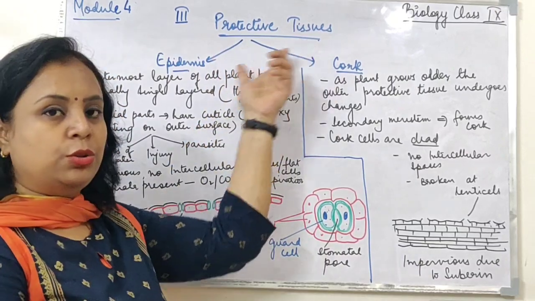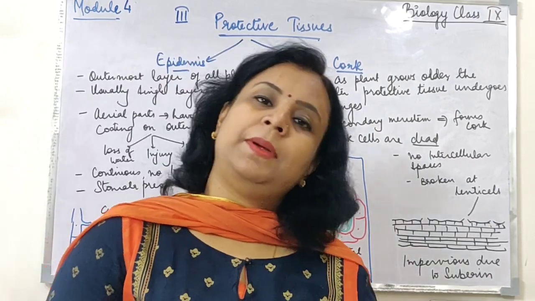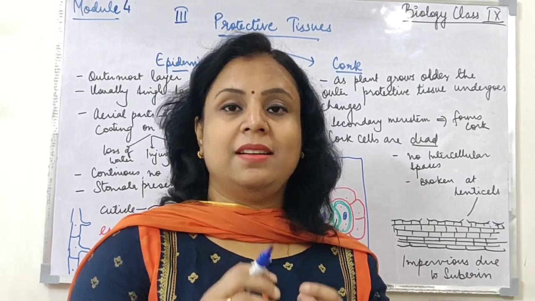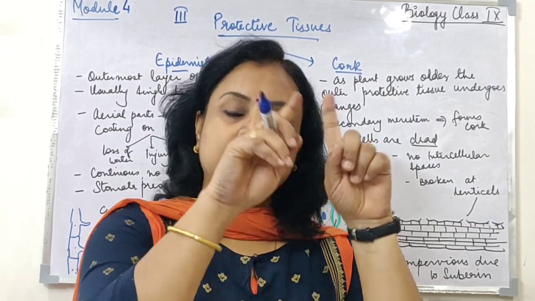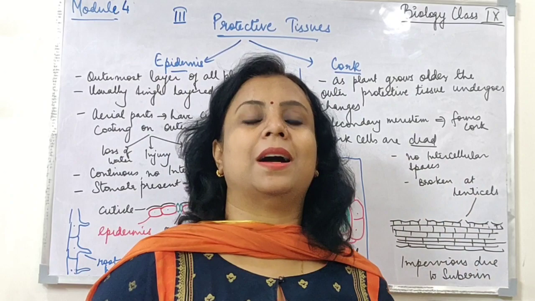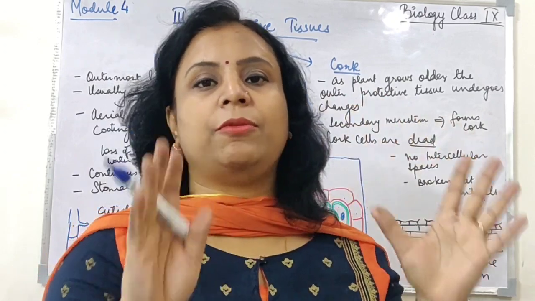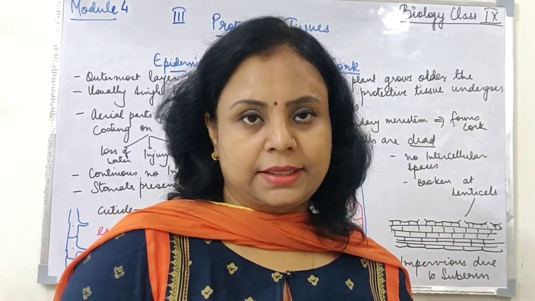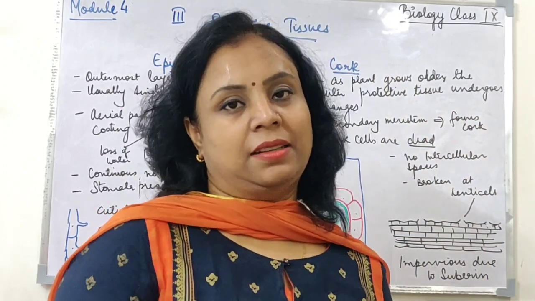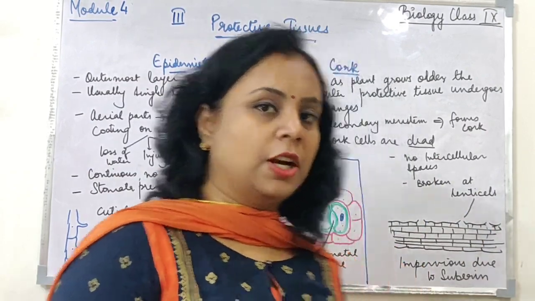Now children, protective tissue we have to study in two heads. The most important is the epidermis. Right from the very beginning, when the plant is very soft, very tender, in the early stages of plant, from that time only, the epidermis is present on all the parts of the plant, whether it is leaf, stem, or root. We'll talk about cork later because cork develops later in plant. So let us focus our attention on epidermis as of now.